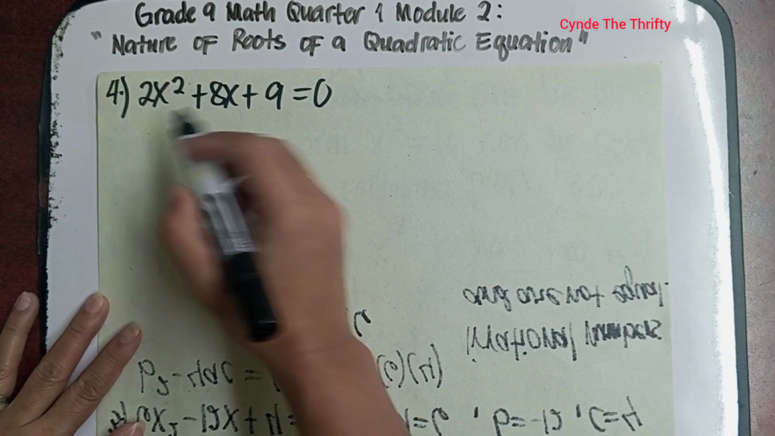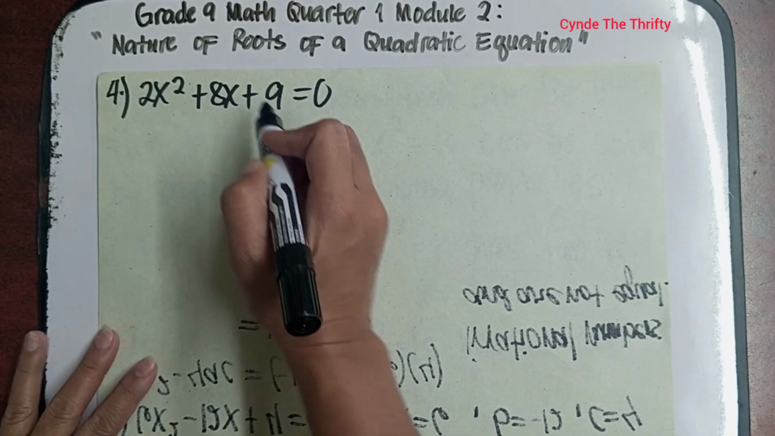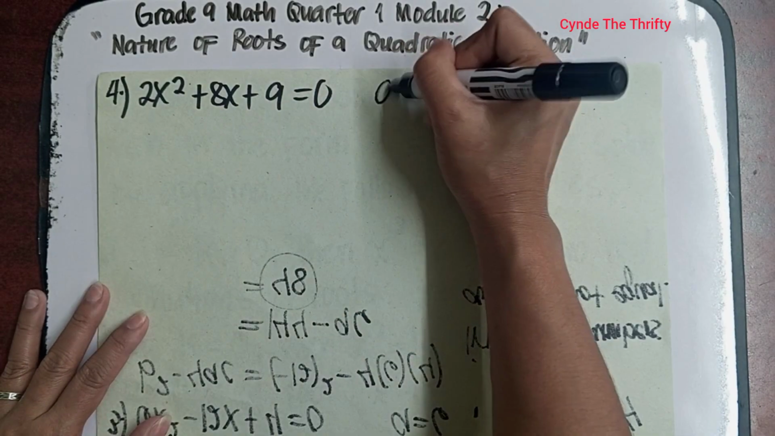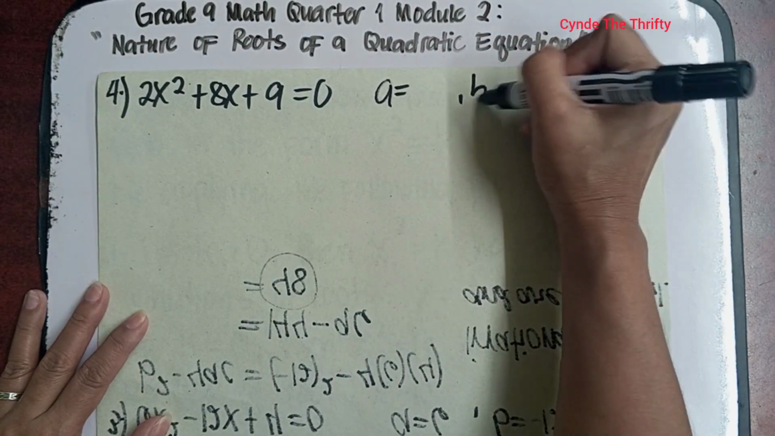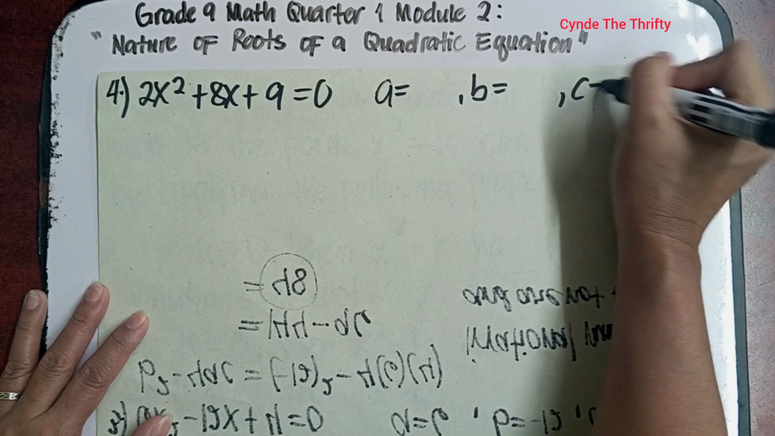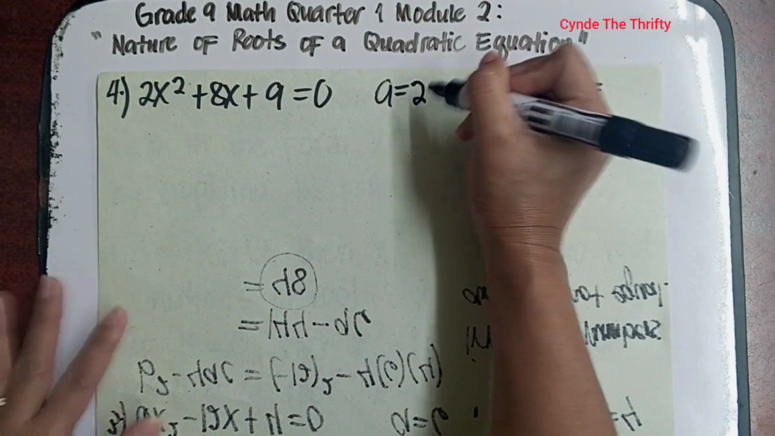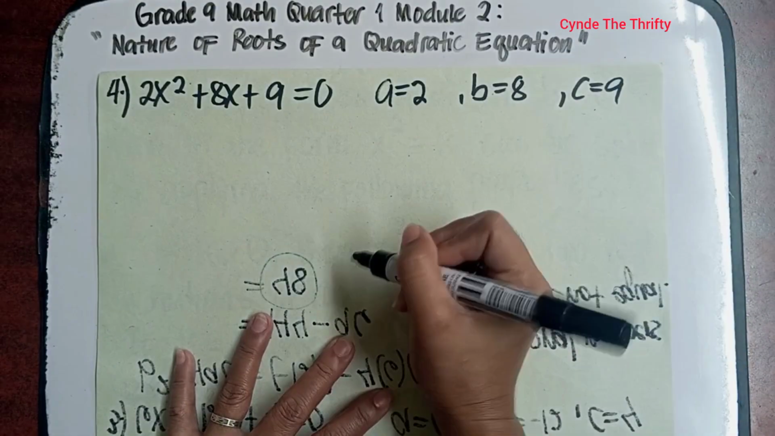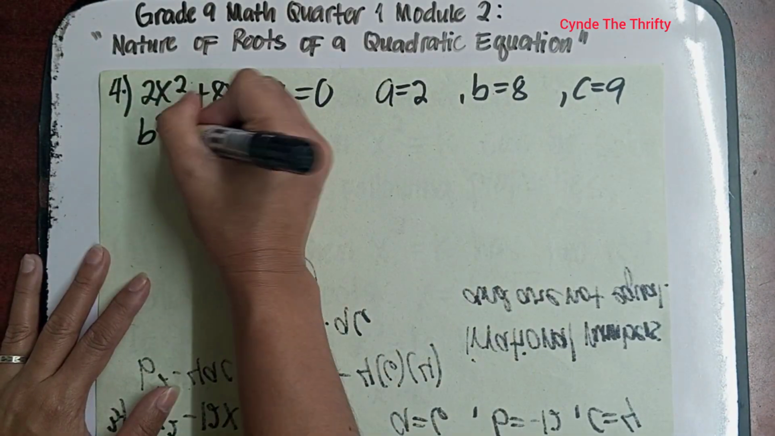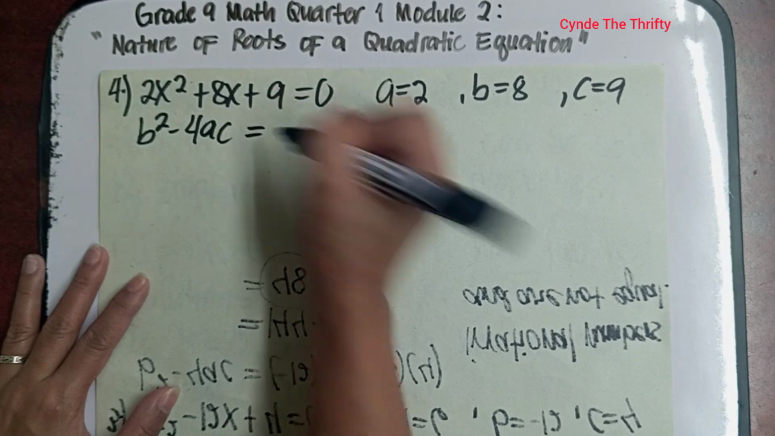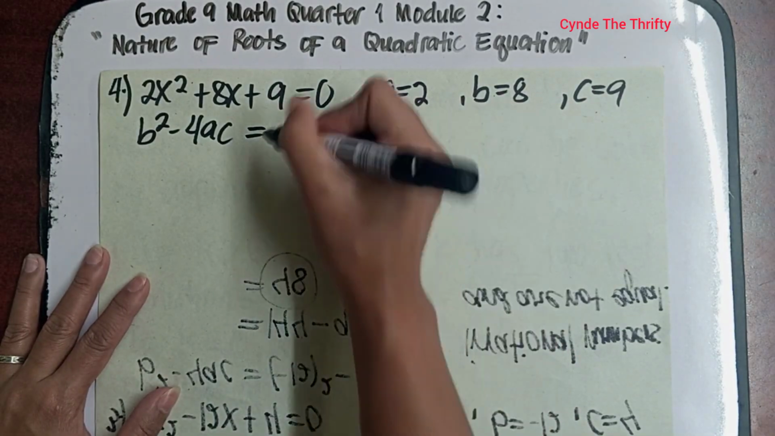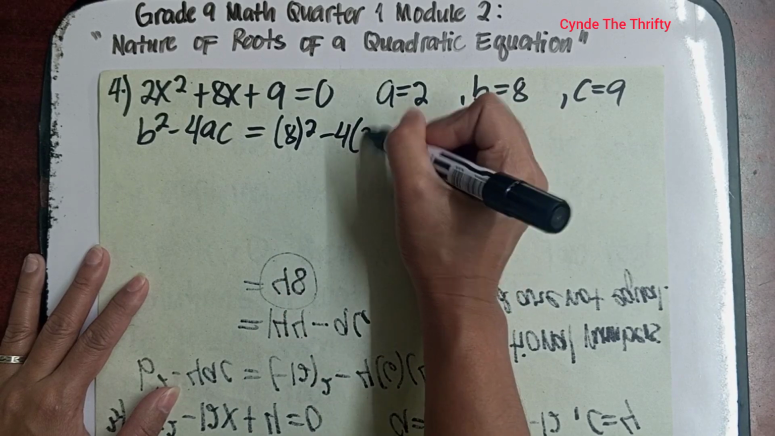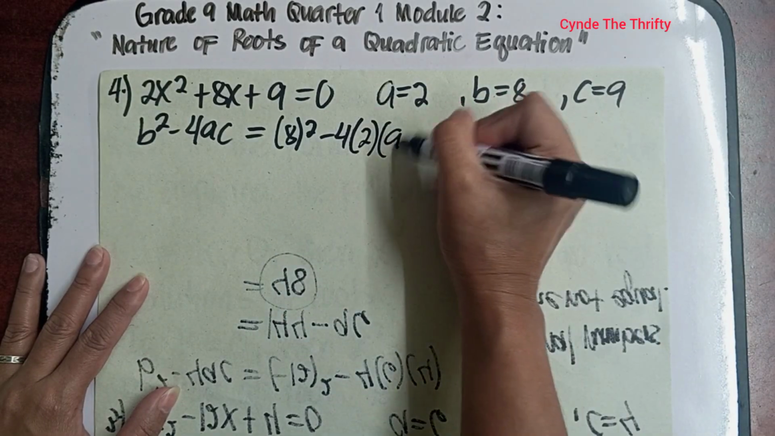Last example tayo. So, 2x squared plus 8x plus 9 is equal to 0. Okay? So, naka-standard form. Again, i-identify natin ang value ni A, ni B, at ni C. Si A is positive 2, si B is positive 8, at si C is positive 9. Okay, so isolve na natin. B squared minus 4AC is equal to B squared, 8 squared minus 4 multiplied by A multiplied by C.